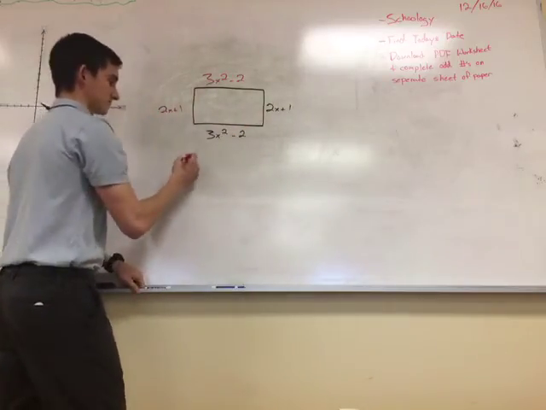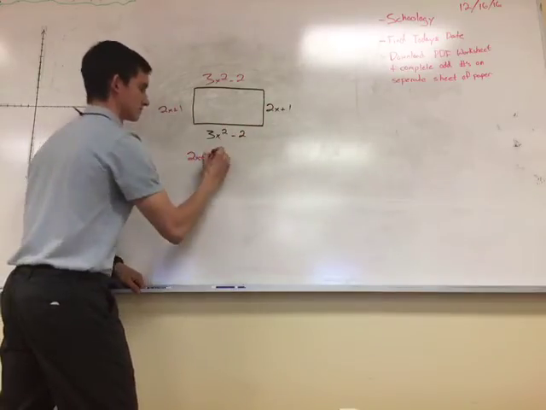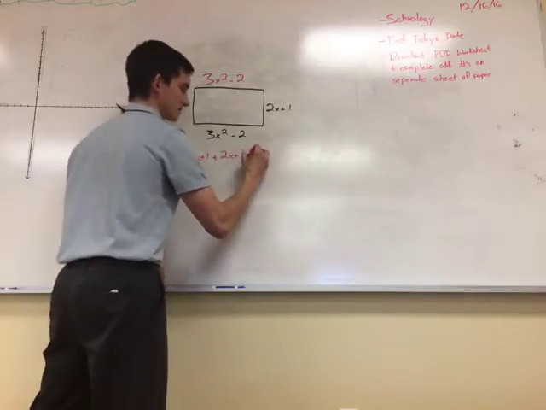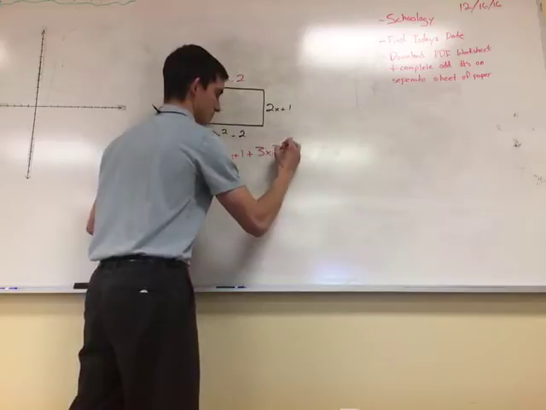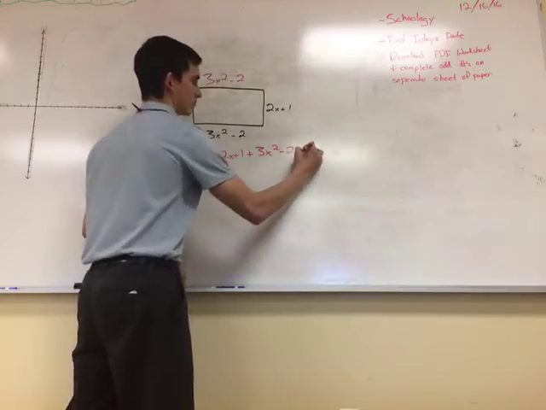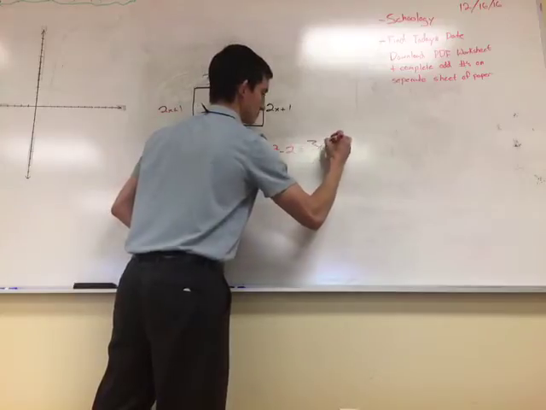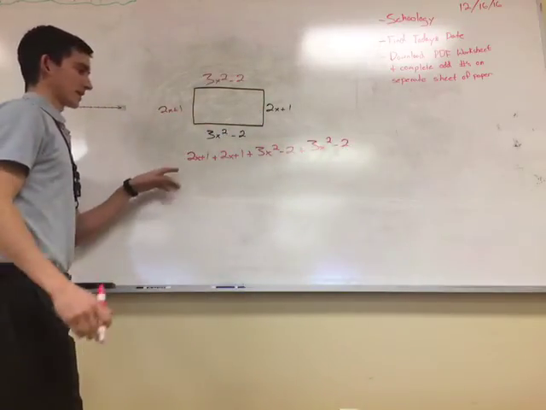So you have 2x plus 1 plus 2x plus 1 plus 3x squared minus 2 plus 3x squared minus 2. Got to add it all up. So we're going to combine like terms.